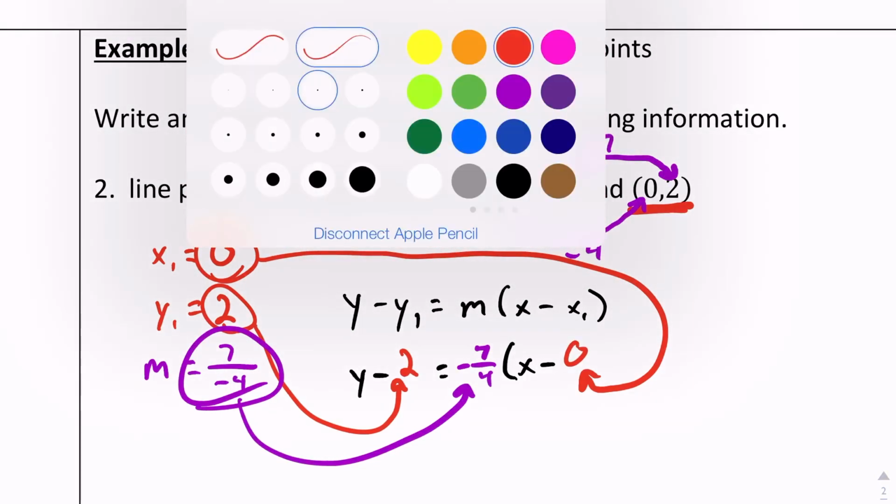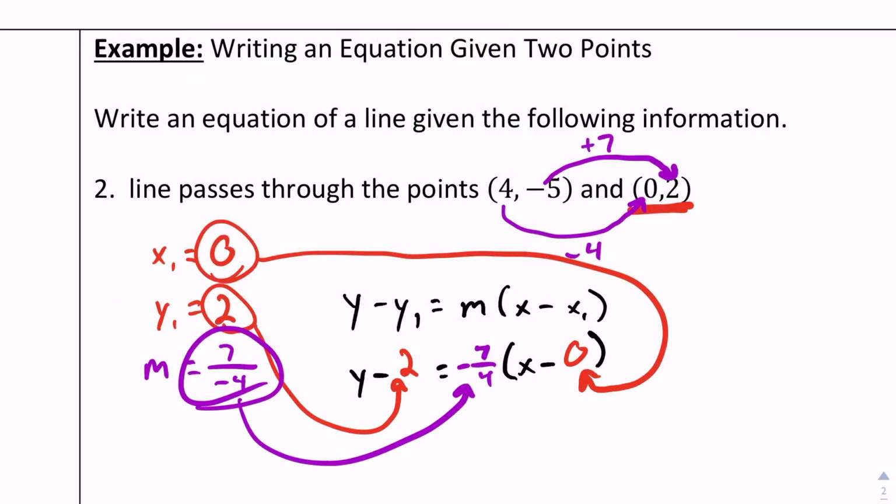So here we go through and clean things up. We got y minus 2. There's no double negatives in this one, so that's a bonus. Then we have the -7/4. And then having x minus 0, that's just x. So instead of having parentheses in an expression, we are just going to have x, and this is going to be your equation.